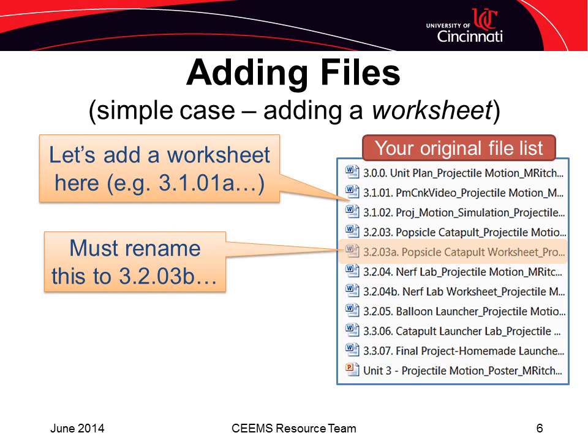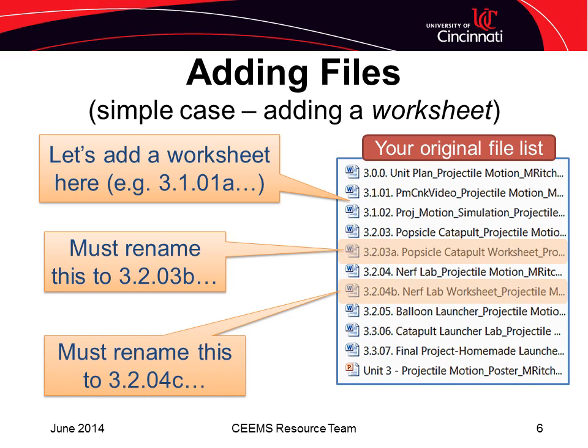3.2.03a to 3.2.03b and worksheet 3.2.04b to 3.2.04c. To rename a file, simply right-click on the file name, click Rename, and then type in the new file name. Remember, as you rename the files, the file naming standard requires unique letters for each activity. This example is a pretty simple case, and it is easy to rename these manually.